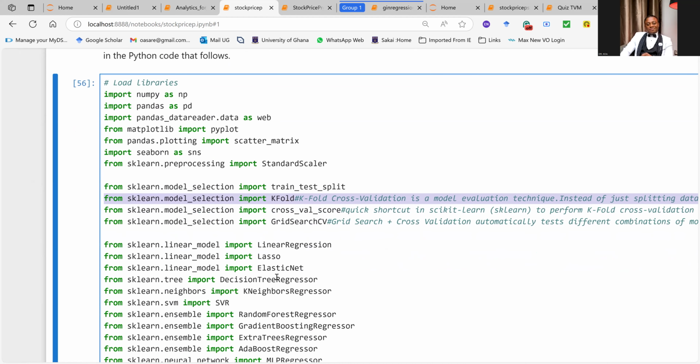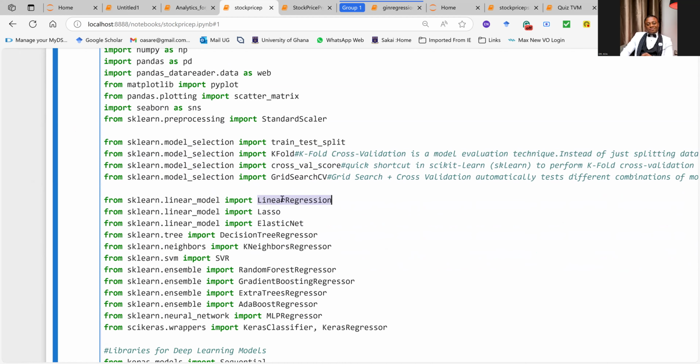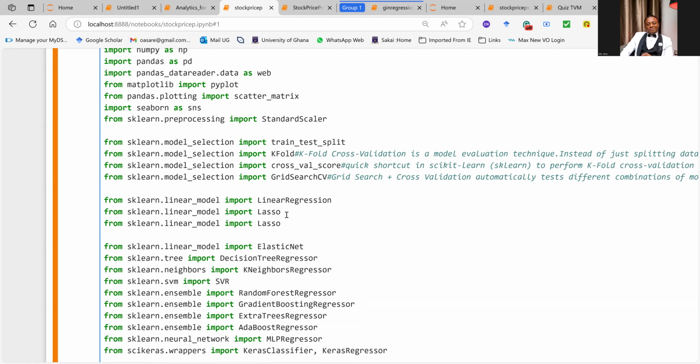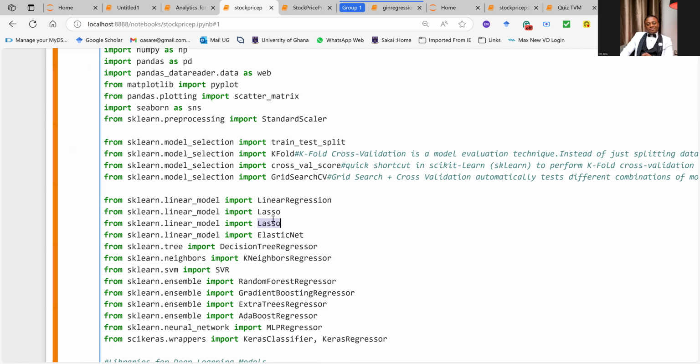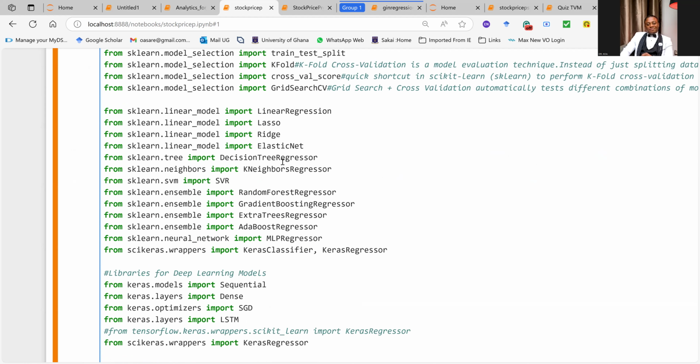And then we load all the algorithms, the packages. Linear regression, we shall run it. Lasso regression, we shall run it. I didn't bring ridge regression, but you can also do ridge regression. In fact, let me see if I can run ridge regression. Let me just check whether ridge. Okay, so you have that, you have decision tree, k-neighbor, support vector regression, random forest, gradient boosting.